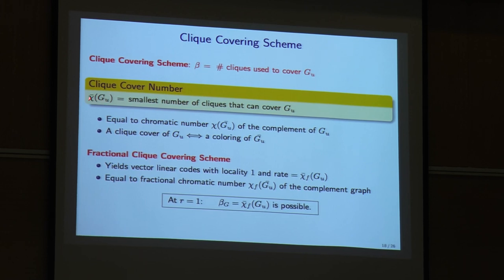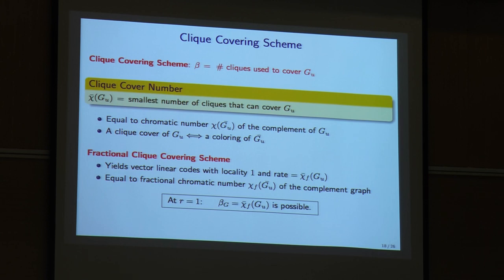So you have it represented by chi bar. Okay, this is the clique cover number. Also, we know that if you take the complement of GU, this becomes a vertex coloring problem, and the corresponding number is called the chromatic number of the graph. Okay. So with locality 1, you can achieve this rate.